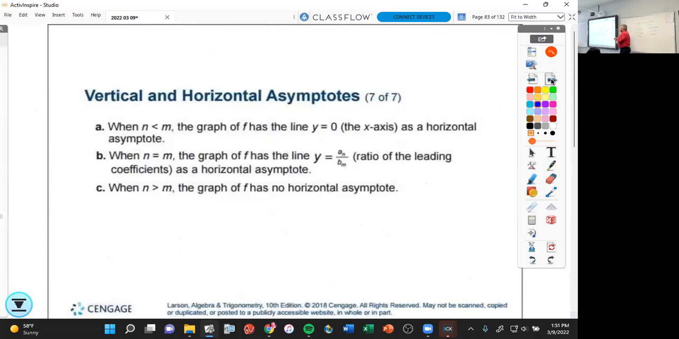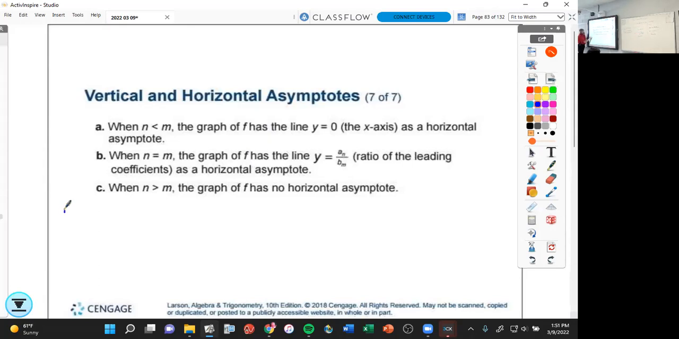Okay, the word piece. If n is less than m, the graph has the line y equals 0 as a horizontal asymptote. If n equals m, the horizontal asymptote is determined by the leading coefficients. If n is greater than m, then there is no horizontal asymptote. What's that even mean? Okay, let's look at a few examples.